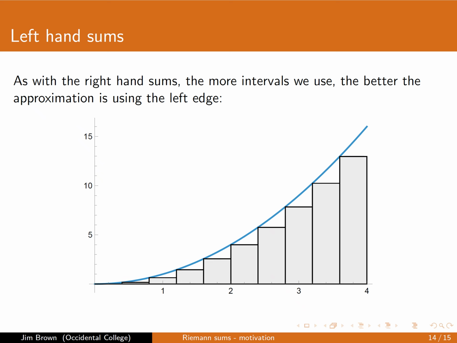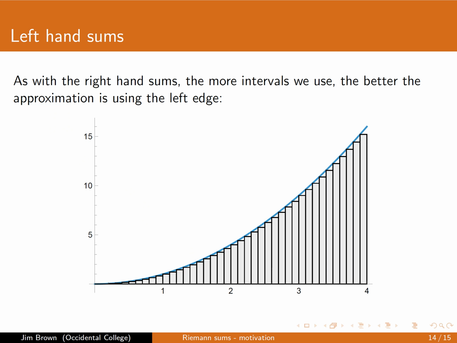So here's one with 10 rectangles. See, again, it's getting better, and here's one with 40. So just like before, the more subintervals we use, the better the step function approximates the velocity function, which means the better the area of the rectangles approximates the area under that curve, which is the total distance traveled.